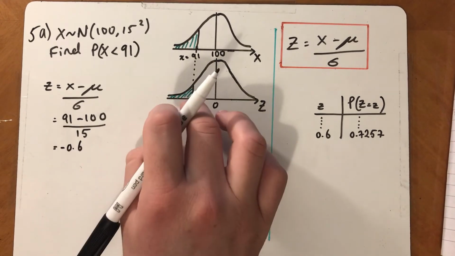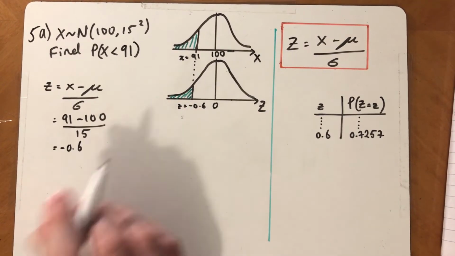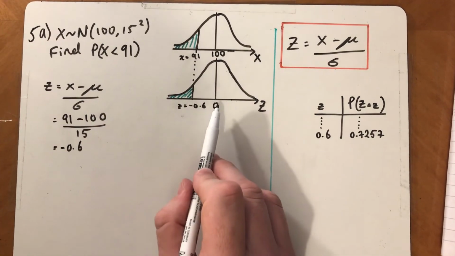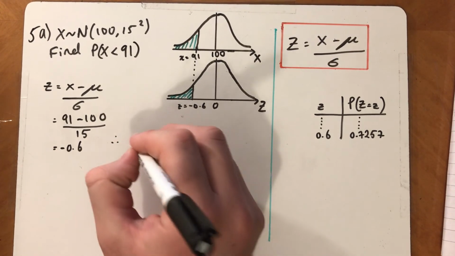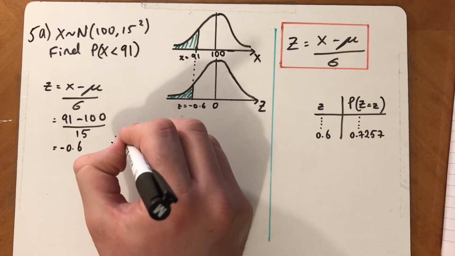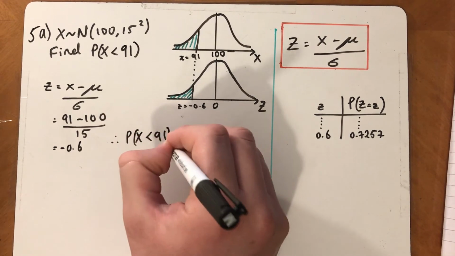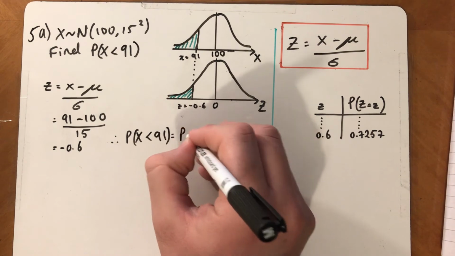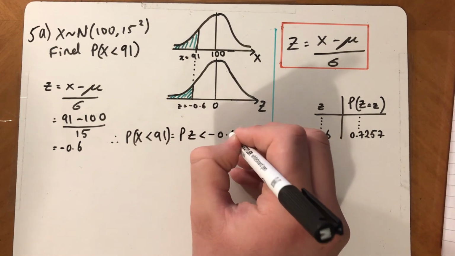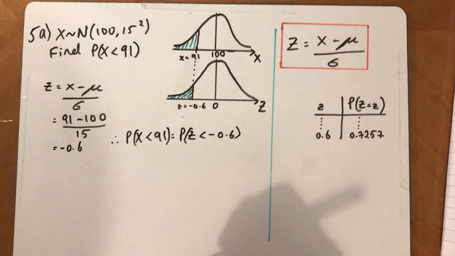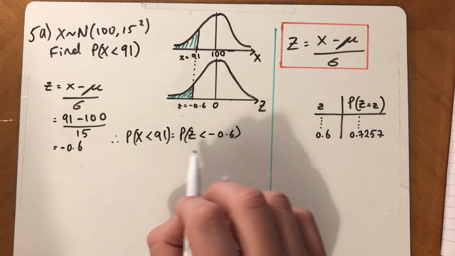So we know our value z equals minus 0.6, and it's good that it turned out as a negative answer because we know it's below 0. We can therefore say that the probability that x is less than 91 is exactly the same as the probability that z is less than minus 0.6. Well, how do we find this probability now?